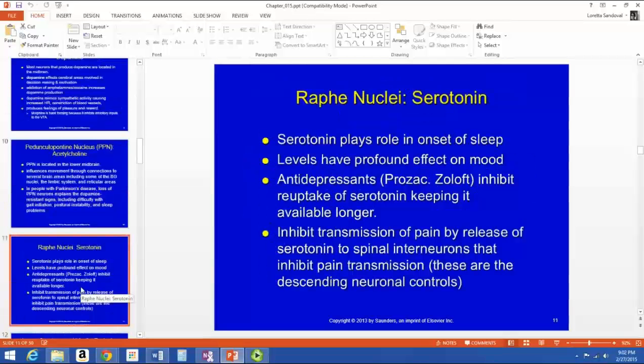The raphe nuclei, they produce serotonin. Serotonin plays a major role in the onset of sleep, and it has major effects on mood. If you have low serotonin levels, you're going to be in a depressive mood. So the antidepressant drugs Prozac and Zoloft inhibit the reuptake of serotonin, keeping it available in the synapse longer. So the serotonin also works as a neurotransmitter in some of the pain pathways. It inhibits the transmission of pain in the spinal interneurons.